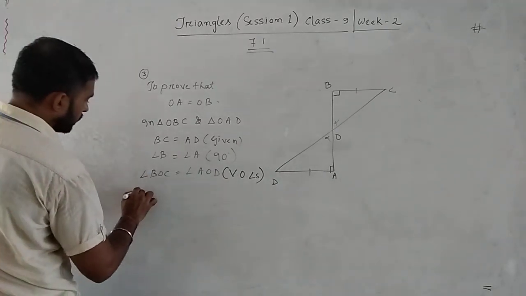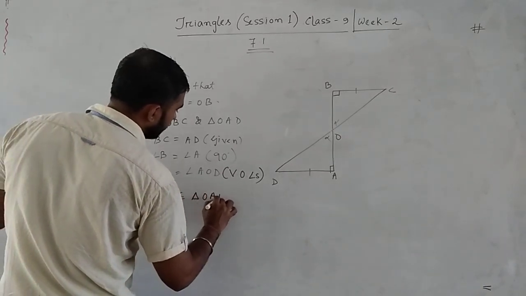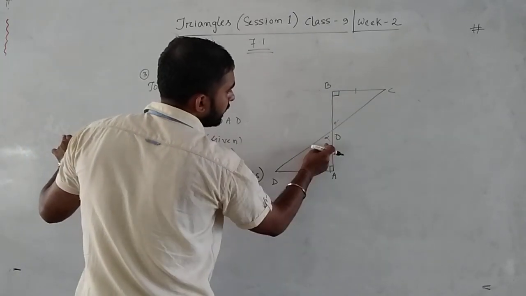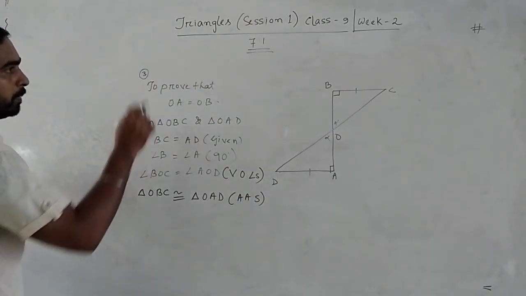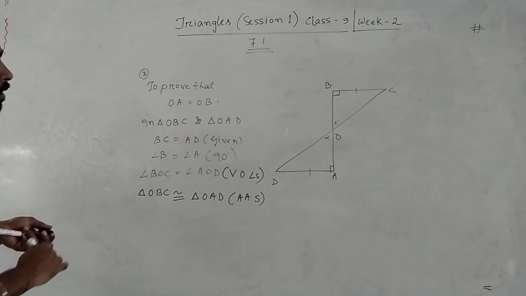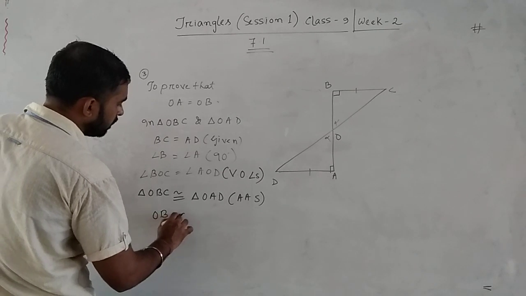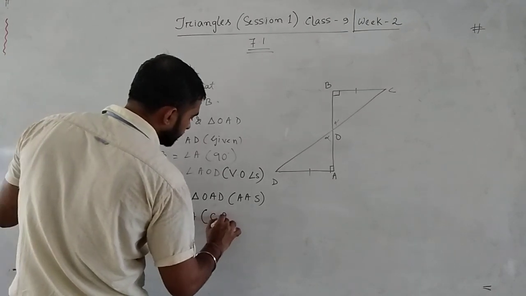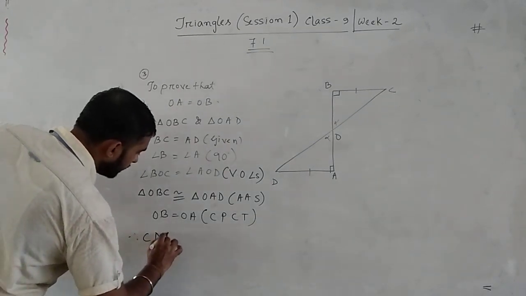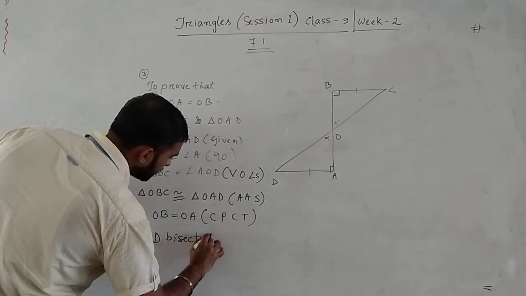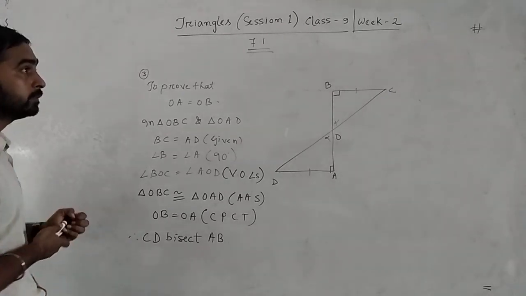Therefore, triangle OBC congruent triangle OAD by angle side, angle side, angle side. OBC and OAD, they are congruent. If they are congruent, then we can say that OB equal OA because of what? CPCT. And if OB equal to OA, then we can say that CD bisect AB. So this is a solution.